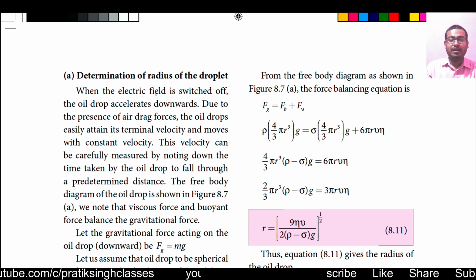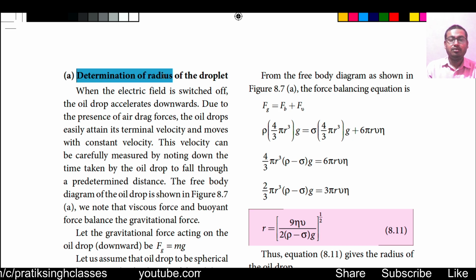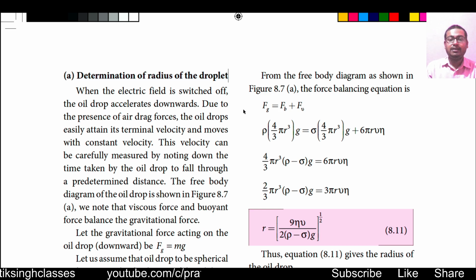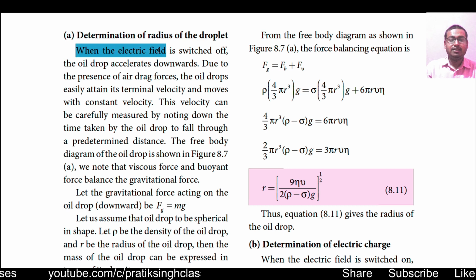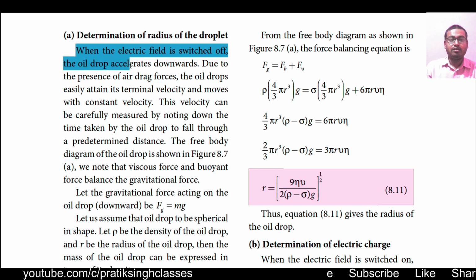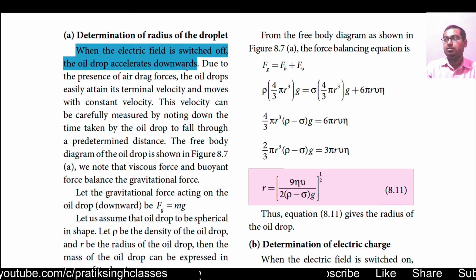Okay, now let us determine how to find out the radius of the droplet. Determination of radius of the droplet means the glycerin drop which is falling down, what is its radius? When the electric field is switched off, the IL drop accelerates downward, that is because of gravity.